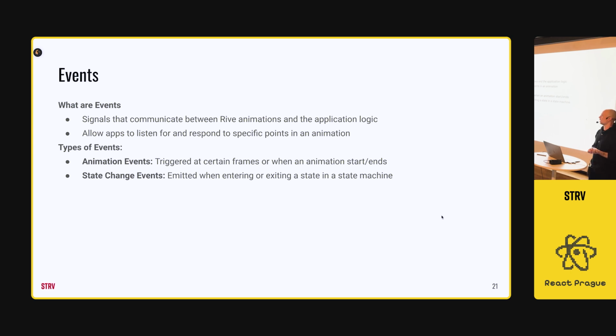The last one are events. Events are signals that allow the app to listen for and respond to specific points in the animation. They are created in the Rive editor, and they can be triggered when a certain event occurs, such as when the animation starts or when it ends, or you can even trigger them via listeners or in the state machine manually.